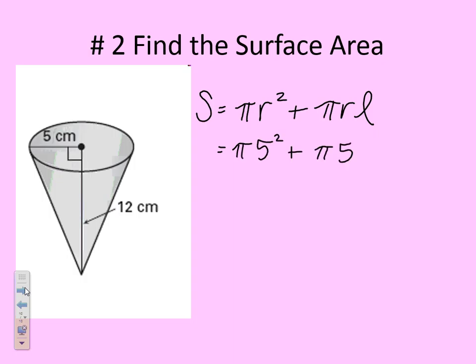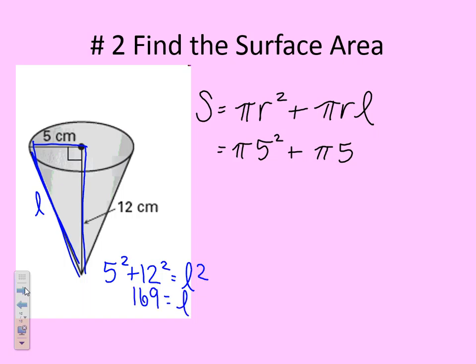How about that L? I'm to the L part. I don't have that yet. The L is this slant right here. And in order to calculate him, I'm going to have to do that Pythagorean theorem again. So 5 squared plus 12 squared equals L squared, because the L is on the hypotenuse. Leg squared plus leg squared equals hypotenuse squared. And we have 25 plus 144, that's 169, equals L squared. Square root both sides. The L would be 13. So the slant height here is 13.